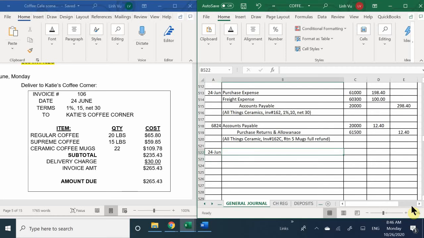So on the journal, accounts receivable. Accounts receivable, right, because we're dealing with our customer. And then the credit would be the sales regular coffee, sales supreme coffee, and sales ceramic coffee mugs. Same thing with delivery charge. Delivery invoice.